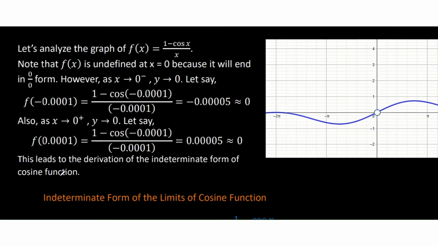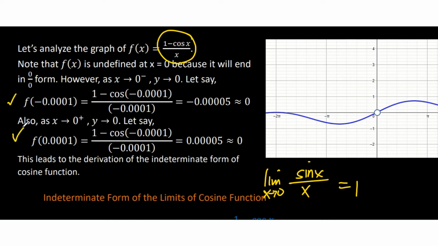For sine function, sine x over x as x approaches 0 is 1. That is for sine. However, for cosine, 1 minus cosine x over x is 0. Well, we can check the left and right. Both approach 0. They get closer to 0. Now these are special limits.